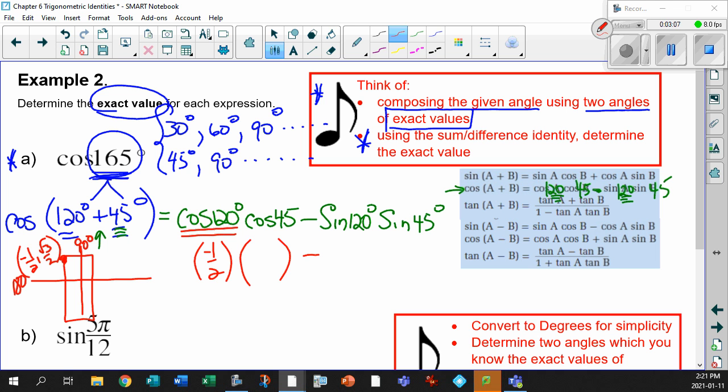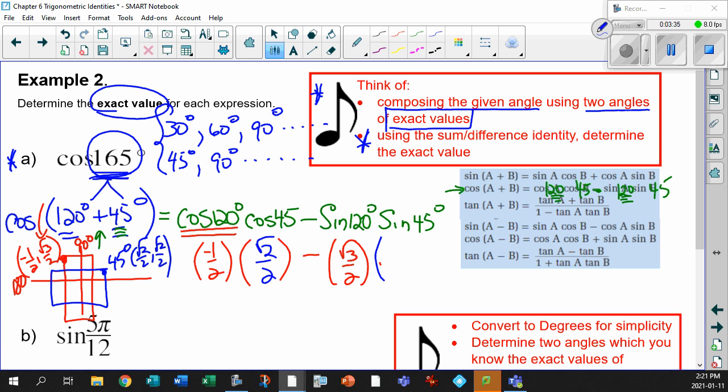Sine of 120. Oh, that's that root 3 over 2 stuff. So that's root 3 over 2, and I'm going to multiply it by the sine of 45. Now, we don't know what that is yet, or do we? Yeah, we do. We know it comes to the square one. That's the pi over 4 of 45 degrees, that's going to be root 2 over 2. So the exact value of cos 45 is root 2 over 2. The exact value of sine 45 is root 2 over 2, and just straight out multiply these.